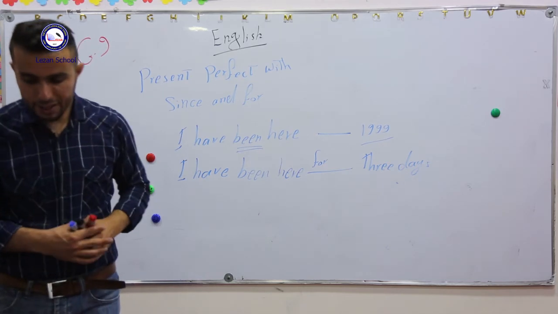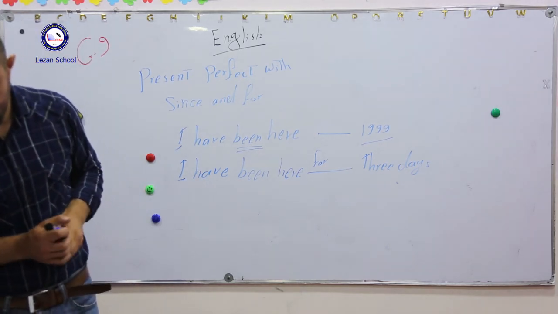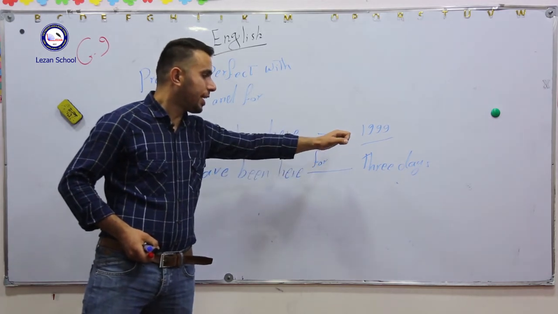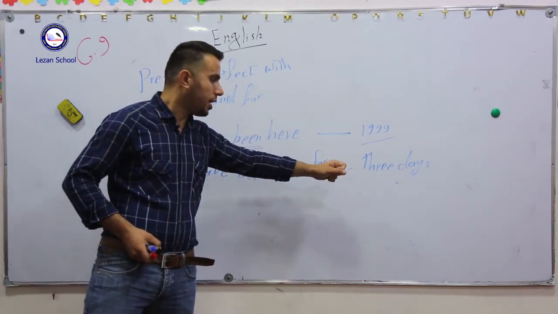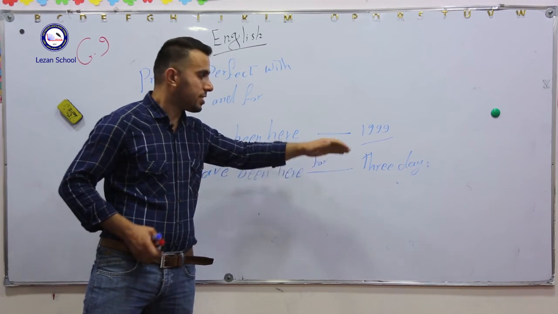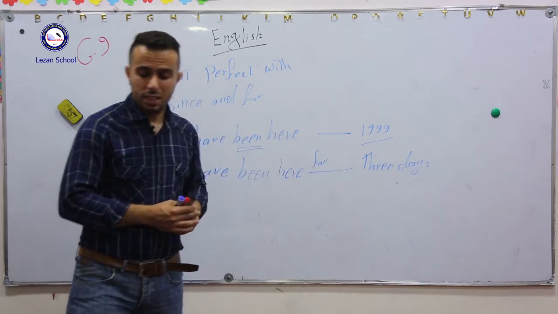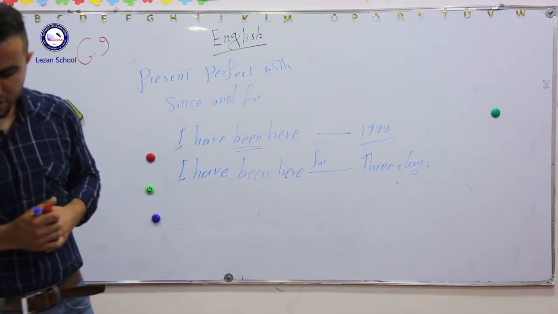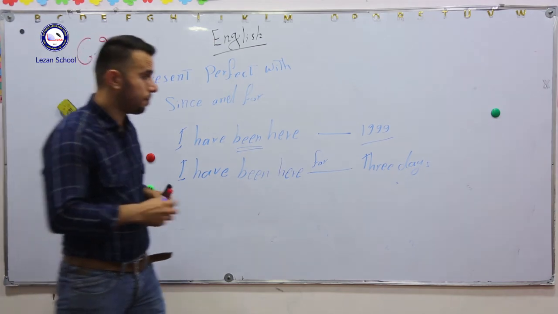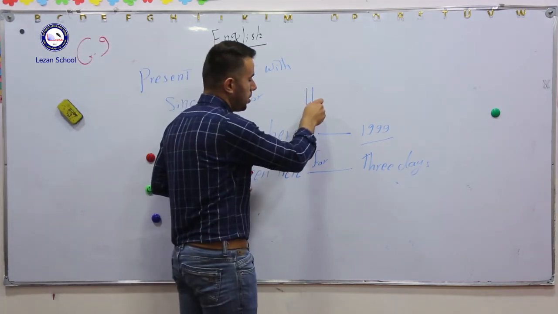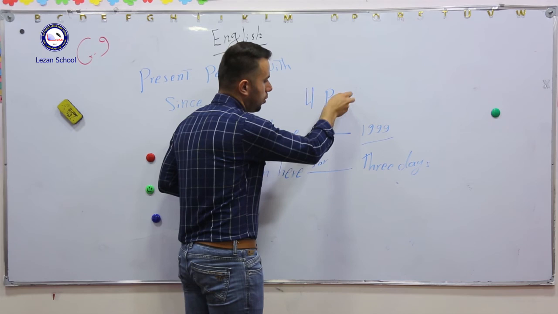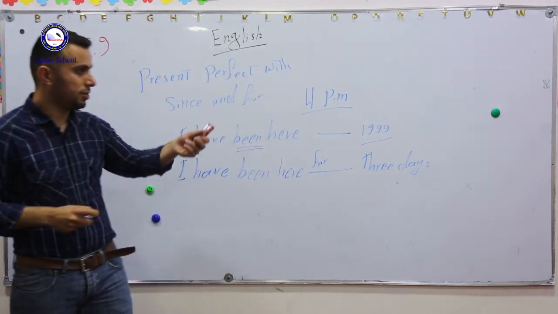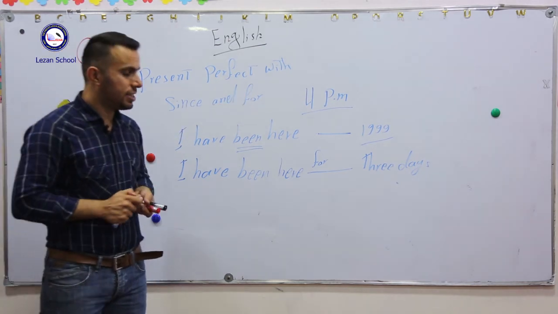Okay, and that's all about present perfect. If it takes S, we can use for. If it is countable, we can use for. But if it is uncountable, if it is clock, if it is something like that, we can use since. For example, since 4 p.m. It is uncountable. We cannot say for 4 p.m. So this is uncountable. We use since before this.